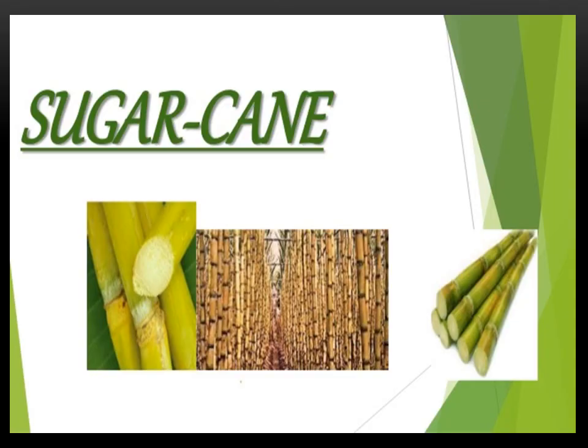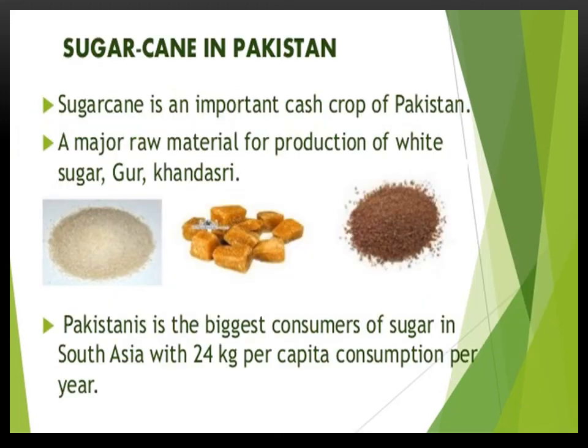For today's lecture, we are going to start with the sugar industry. And the sugar industry is one of the vital industries of Pakistan. Sugar is mainly made from sugarcane. Sugarcane is an important cash crop of Pakistan, a major raw material for production of white sugar, gur, and khandasri. Pakistanis are the biggest consumers of sugar in South Asia with about 24 kg per capita consumption per year.